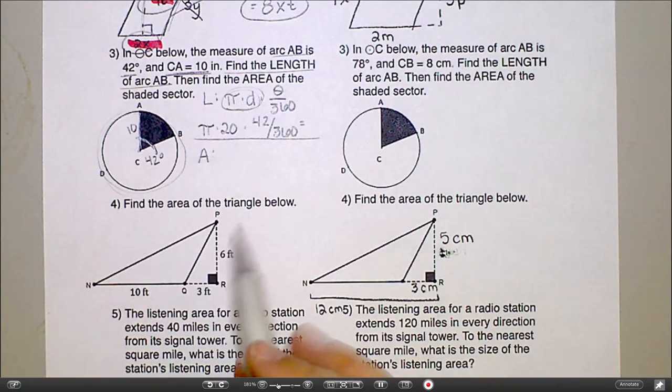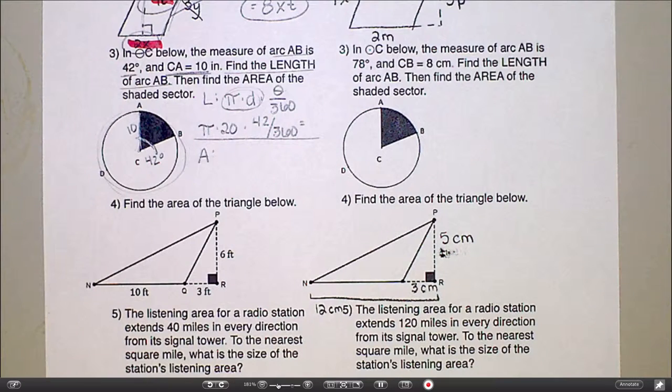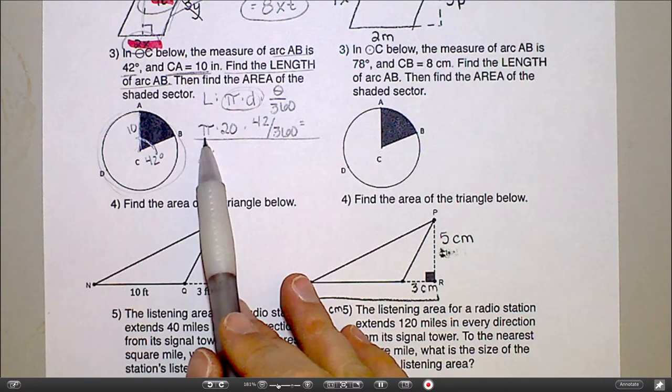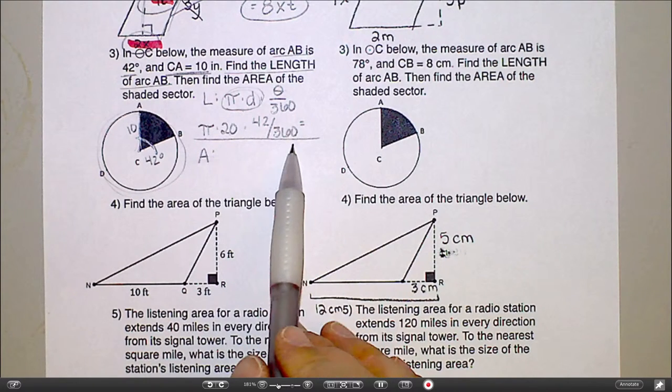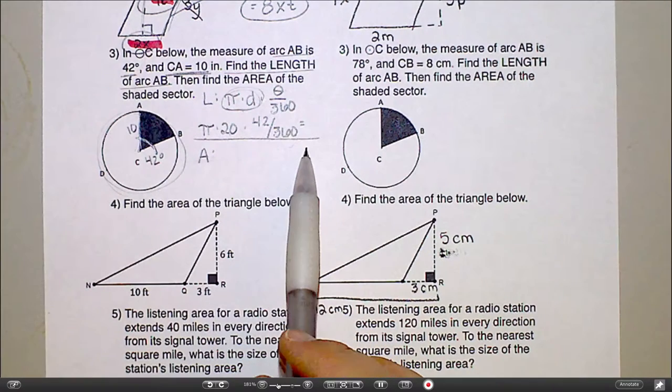Okay, everyone see where I got all those numbers from? Any questions on that? Hold on. Pi times 20 times 42 out of 360. Oh, you just rewrote. Okay.